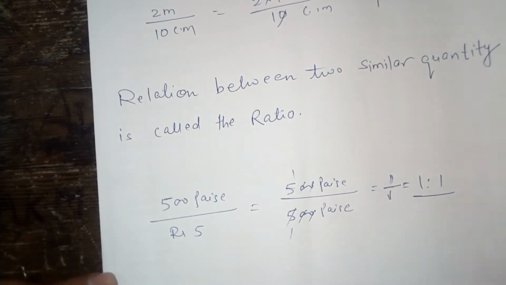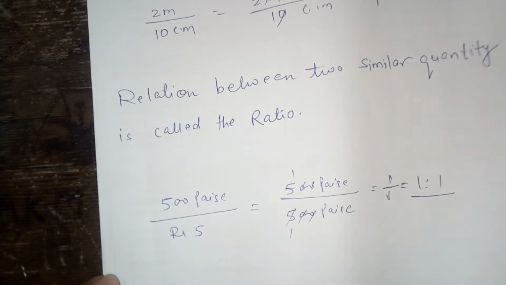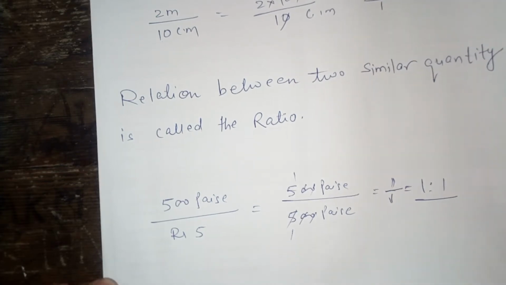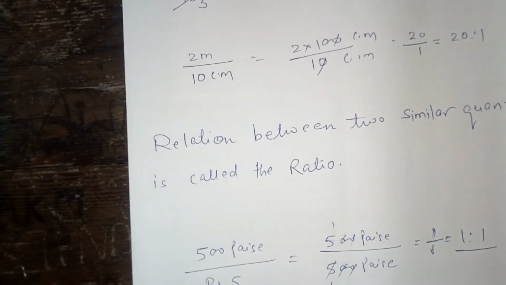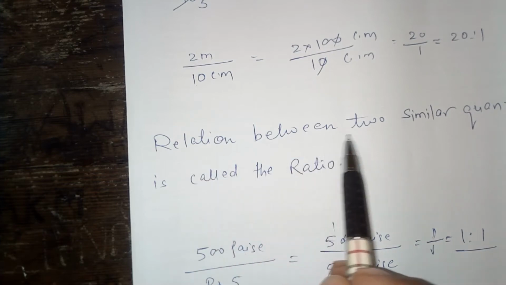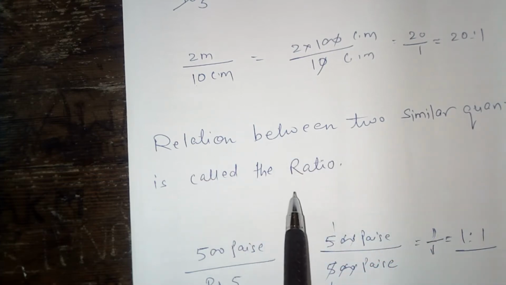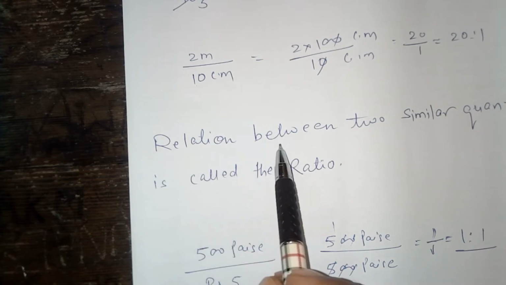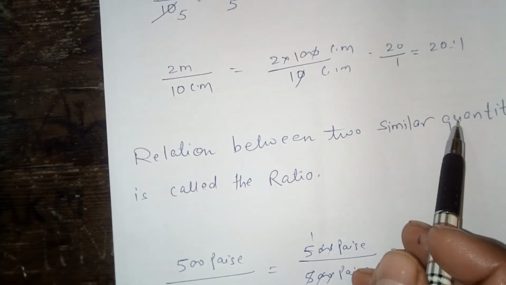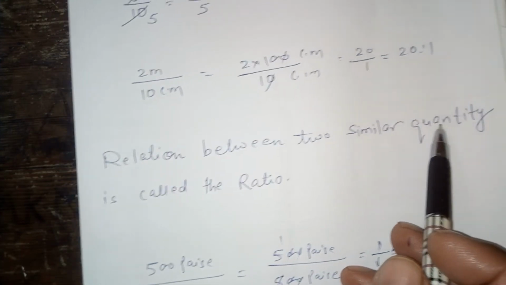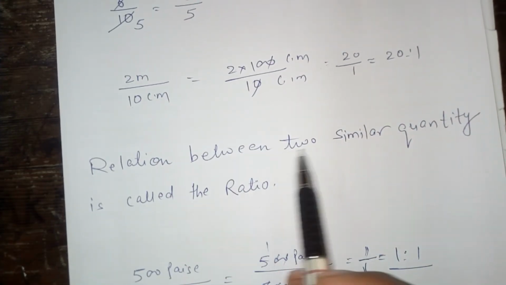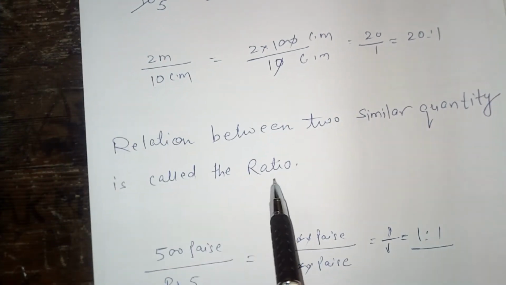The meaning is, how can you take out the simplest form of any two numbers? It is very easy for you, my dear students. That type of number is called a ratio. So what is the ratio? Relation between two similar quantities is called the ratio.